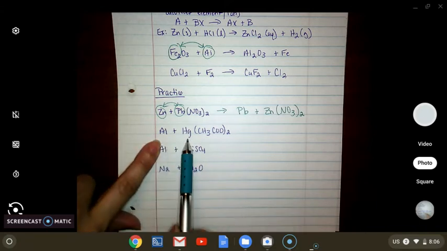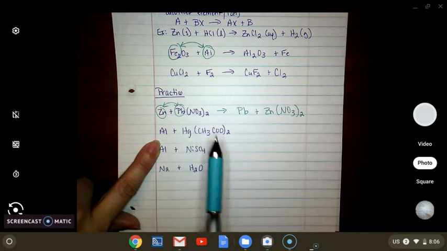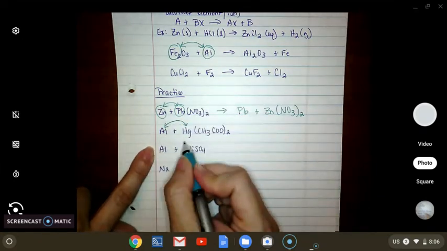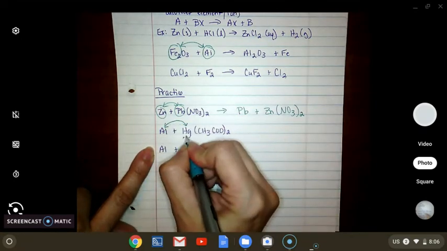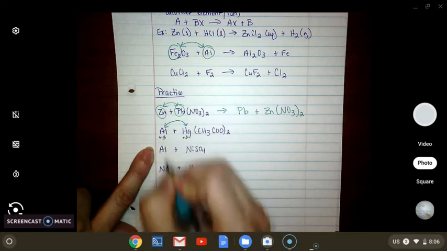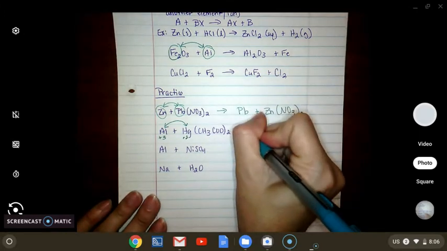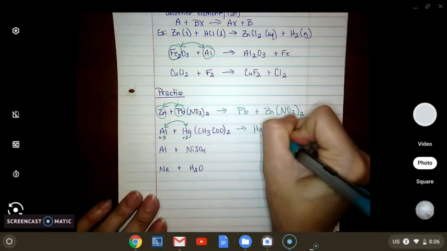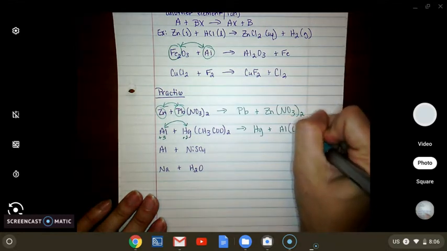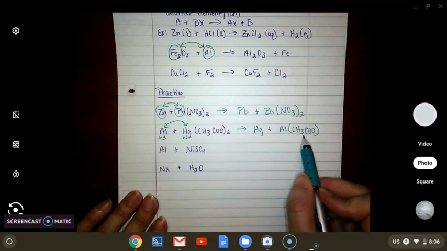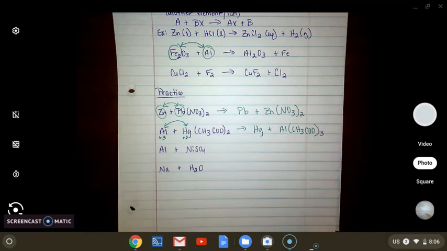All right, aluminum plus mercury acetate, mercury 2 acetate, because there's not a 2 right there. So aluminum and mercury switch places. The thing you have to remember here, mercury has a plus 2 charge, aluminum has a plus 3. So whenever you switch them, that 3 now has to go over here. So I have mercury plus aluminum. And since aluminum's plus 3, this is -1, that 3 goes behind here. You have to make sure you do correct ionic bonding.